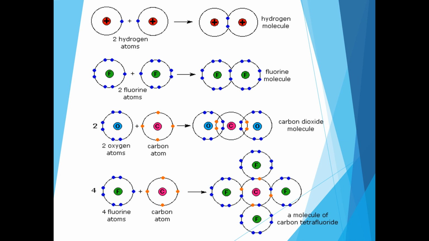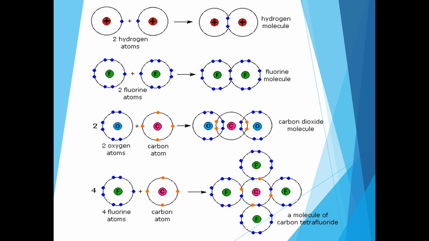Now there are some more examples. H2 molecule, as I have already told you. The next example is F2, the fluorine molecule. The fluorine molecule is formed by combining two fluorine atoms. Fluorine has atomic number 9, so configuration will be 2, 7. In the outermost shell there are 7 electrons, so it needs to share one more. Both the combining fluorine atoms will share one electron and will form the F2 molecule.